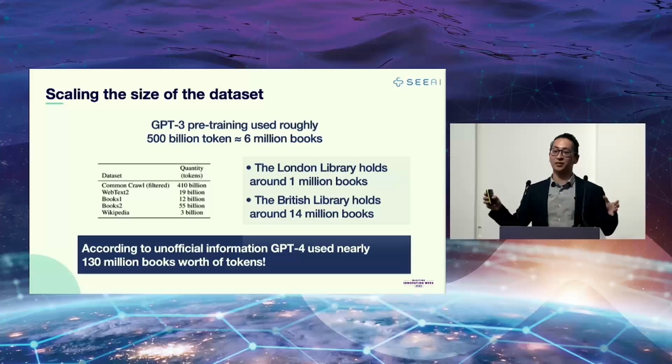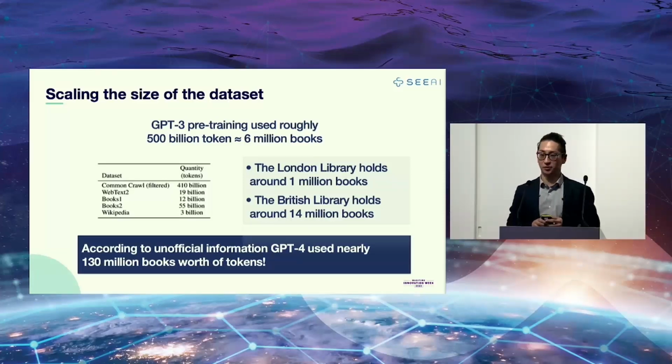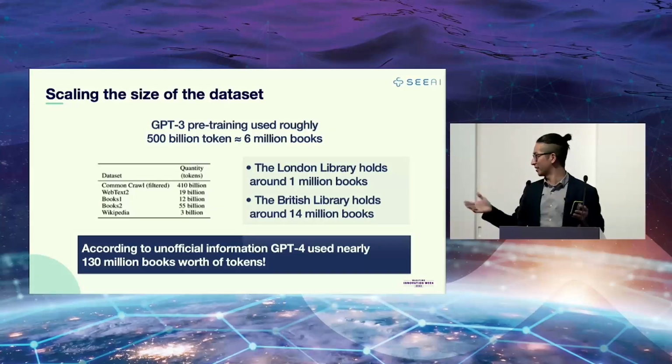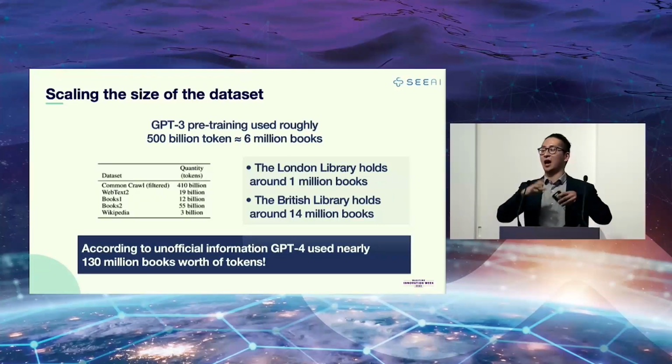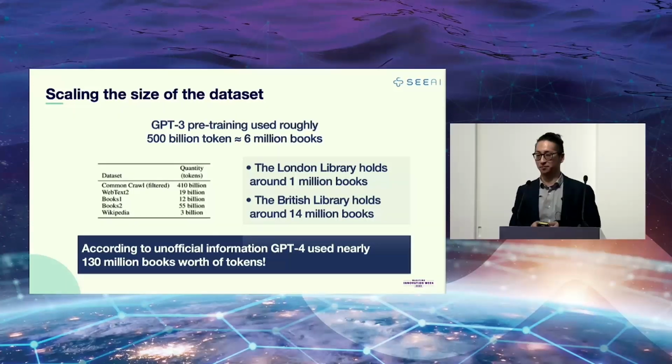The biggest library in the UK is the British Library. They hold around 14 million books. So GPT-3 is trained on roughly a little bit short of half. But OpenAI's best model, GPT-4, according to unofficial information, used nearly 130 million books. So that is almost 9 to 10 times the amount of books that the British Library, the biggest library in the UK, holds. That's the amount of books or data that this model has been trained on.